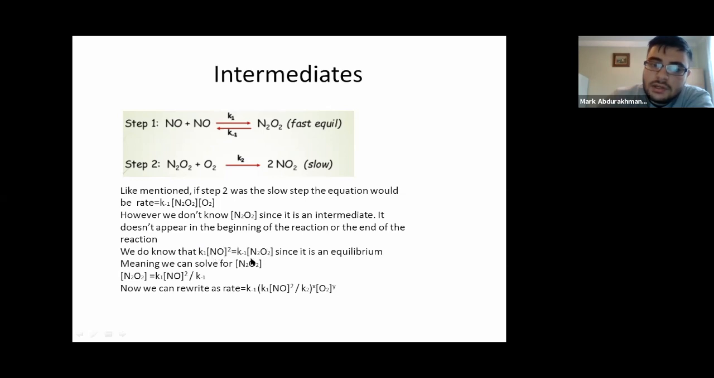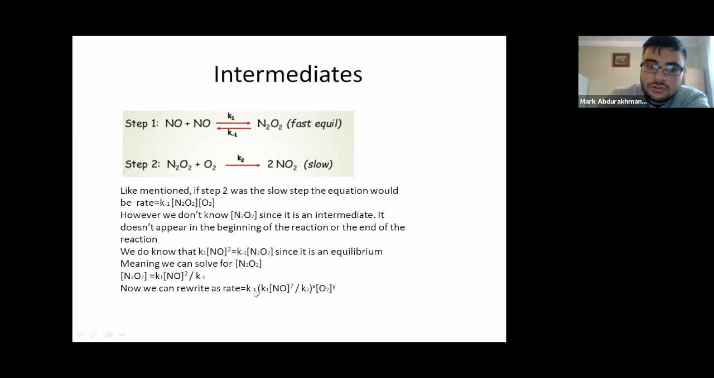Because we know this, we can now solve for the concentration of N2O2. We know what the concentration of N2O2 is equal to, because we can just divide both sides by k-1, right? If we divide both sides by k-1, we isolate N2O2, and the concentration of N2O2 is equal to k1 times the concentration of NO squared over k-1. Now we can take the original rate law for step 2, which had the concentration of N2O2, and just substitute in this big thing for N2O2, since we know they're equal, right? So rate equals k2, and this should be k1, and this should be k-1.